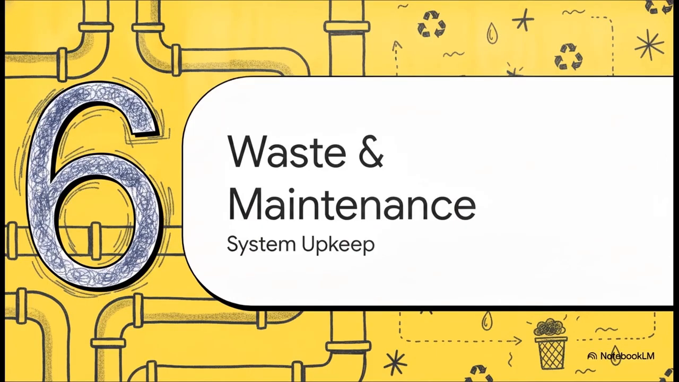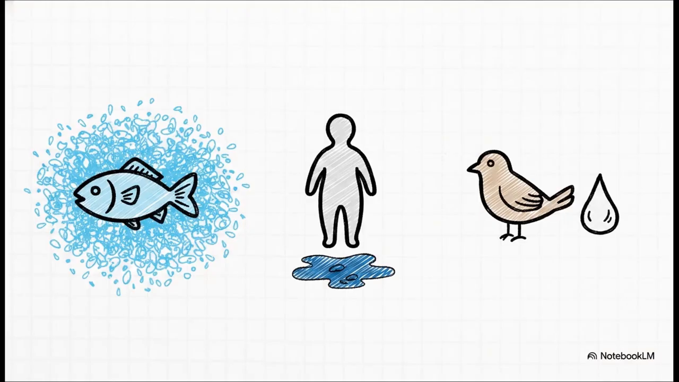And finally, Part 6, Waste and Maintenance, System Upkeep. Here's the thing about processing proteins. It creates nitrogenous waste. And evolution has designed 3 major ways to get rid of it, based entirely on how much water is available. First, ammonotelic animals, like many aquatic fishes, just excrete straight ammonia.